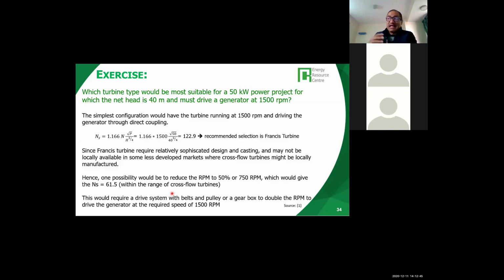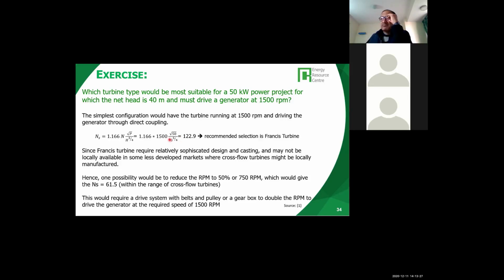Just to give you an example of what type of turbine we should select: which turbine type would be most suitable for a 50 kilowatt power project for which the net head is 40 meters and must drive a generator at 1500 RPM. The speed of the generator is 1500 RPM according to the design of the generator. Now we calculate the NS, the specific speed.